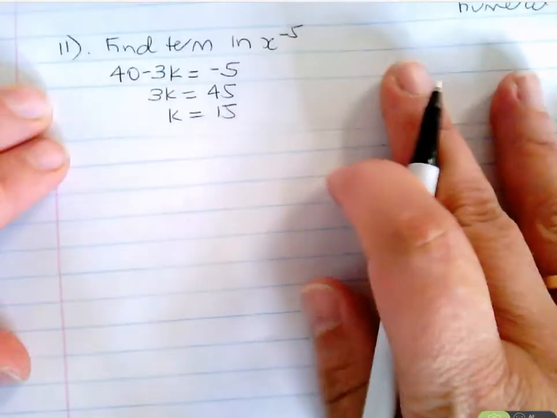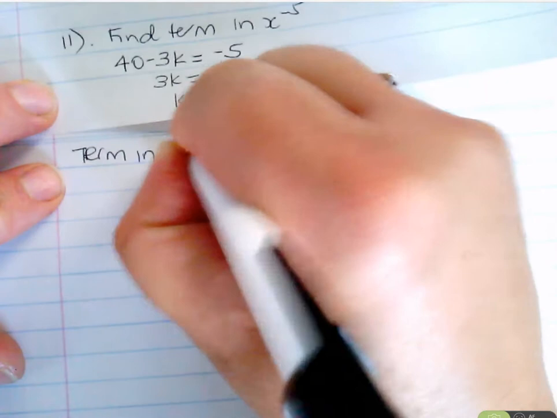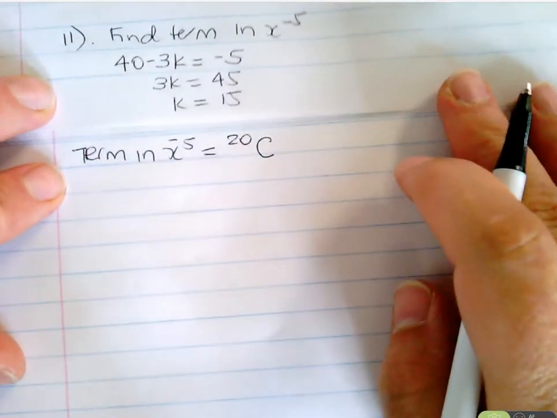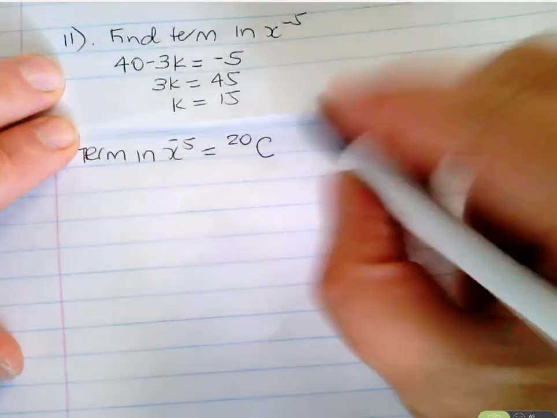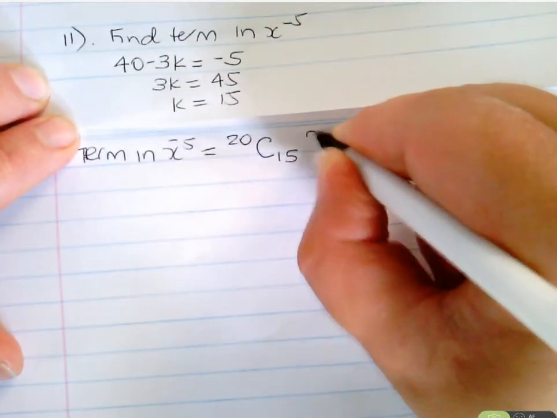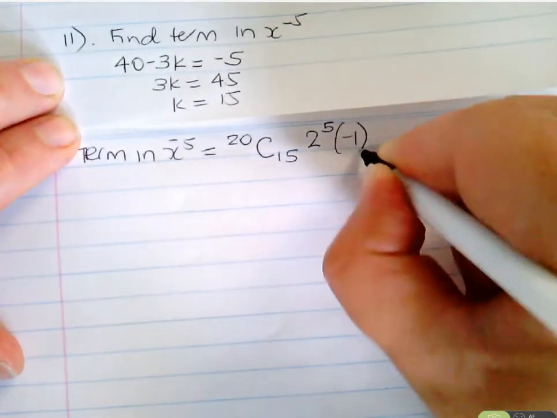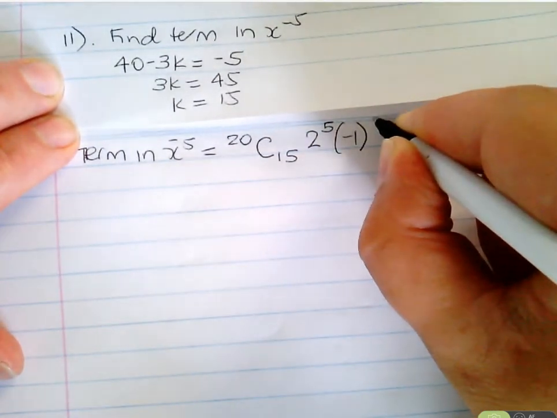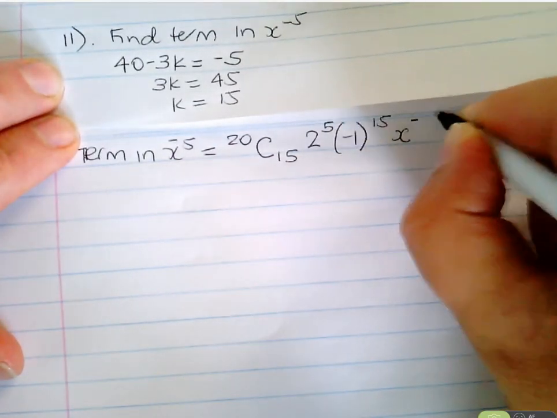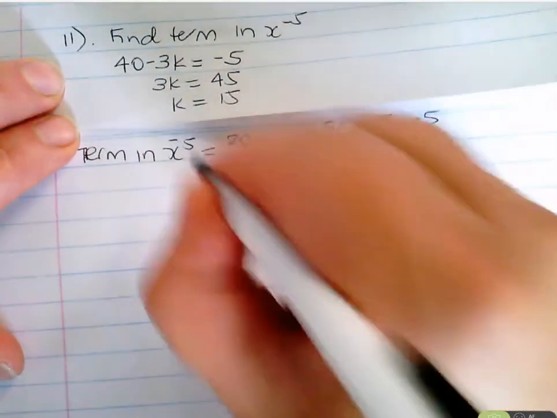So to get the term in x to the minus 5, we go back into the original. Hence the term in x to the minus 5 is 20c what? You can see your general term somewhere on that paper. 15. We've got 2 to the 20 minus 15 is 5. Negative 1 to the 15. x to the negative 5. All right, we want this as factored primes, so it's got to be simplified.